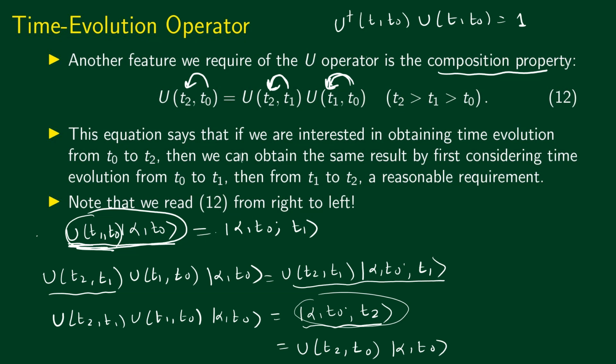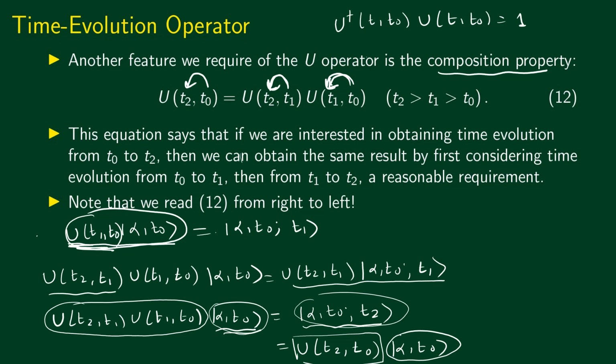Now if you look at this, on the right hand side we have |α, t0⟩, on the left hand side we also have |α, t0⟩, which means that these two have to be the same. In other words, let me write it here, U(t2, t1) U(t1, t0) has to be equal to U(t2, t0). This is the result that we have written here. It's only logical, it's only reasonable.